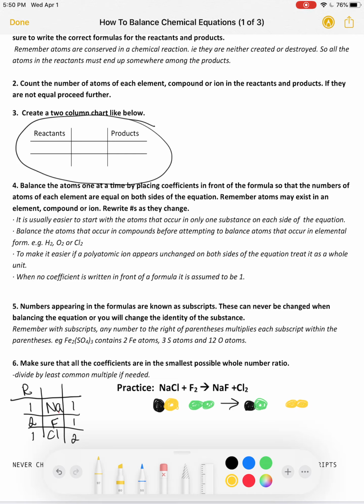Okay, but the way that this would actually play out is that we would say, hey, I need more fluorines on my product side. Well, if I put a 2 in front of this whole thing here, 2 sodium fluorides, that gives me 2 fluorines, and that also gives me 2 sodiums. So I have this now, 2 sodium fluorides.